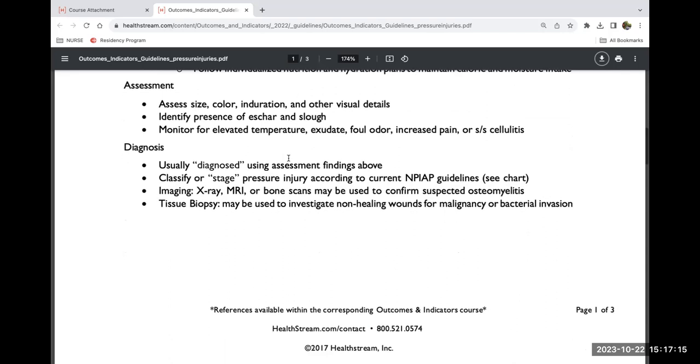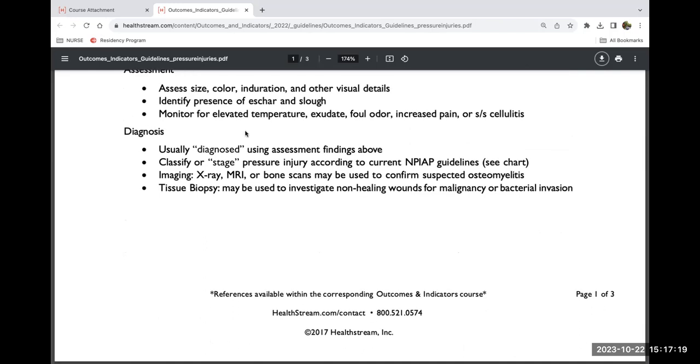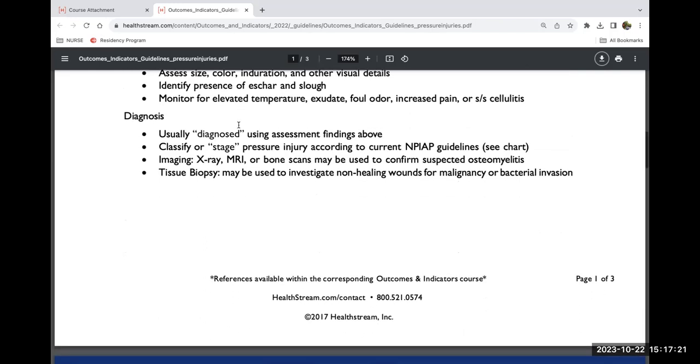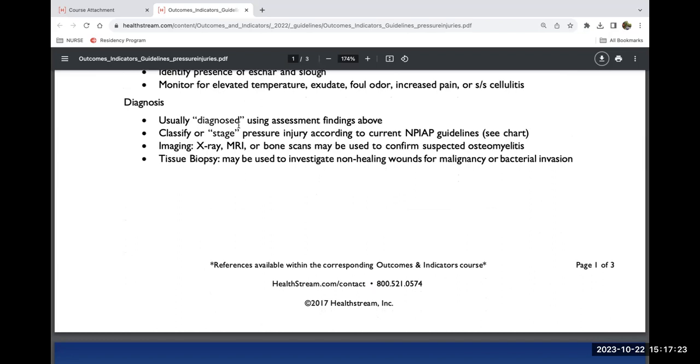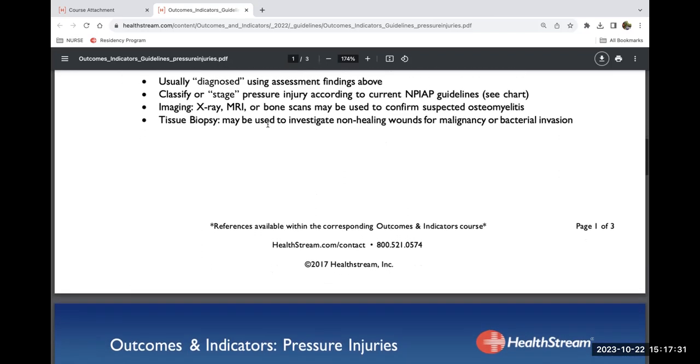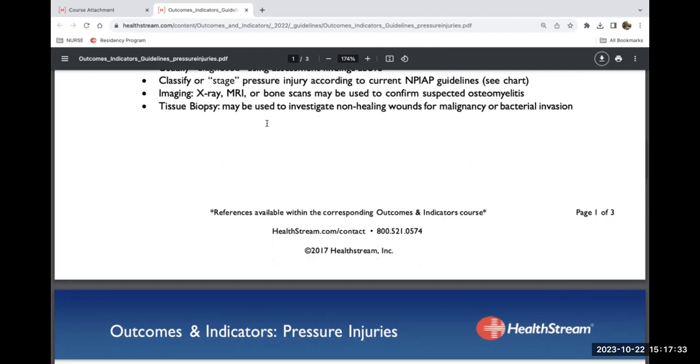Assess size, color, and duration under visual details. Identify presence of eschar and slough. Monitor for elevated temperature, drainage, foul odor, increased pain, or signs and symptoms of cellulitis. Usually diagnosed using assessment findings above. Classify stage of pressure injury according to current NPIAP guidelines.